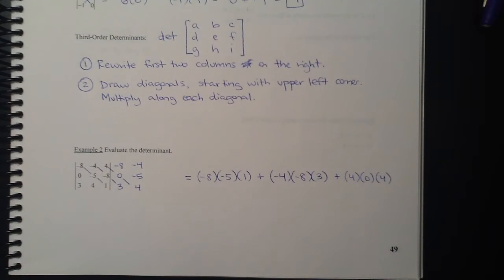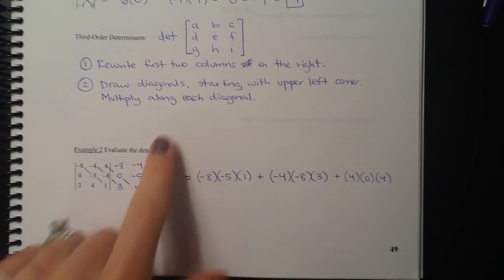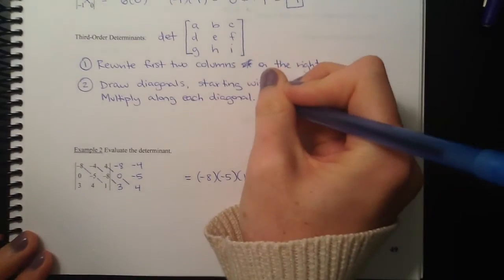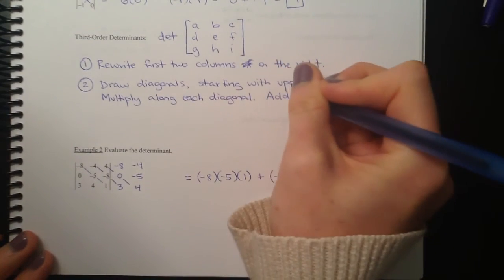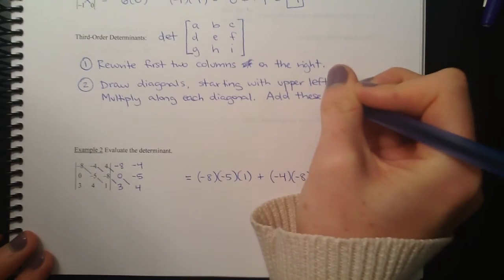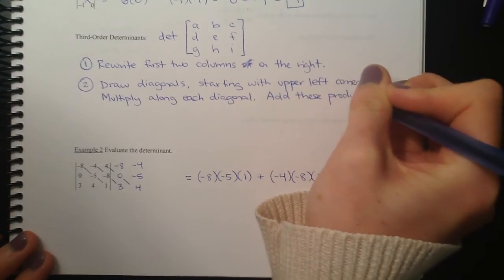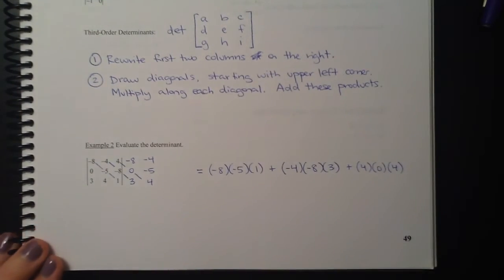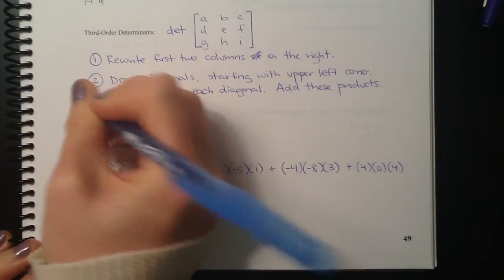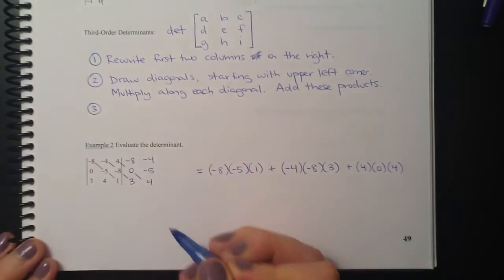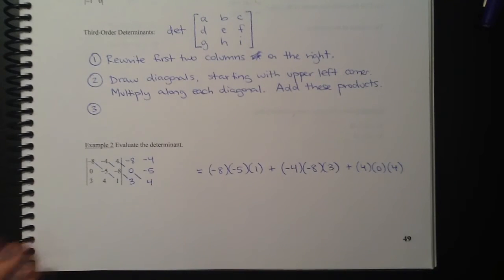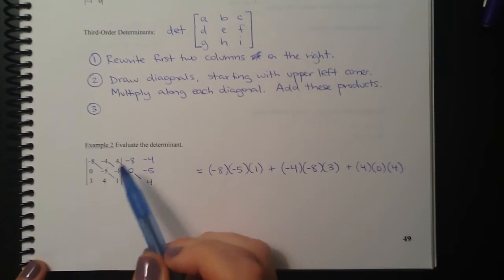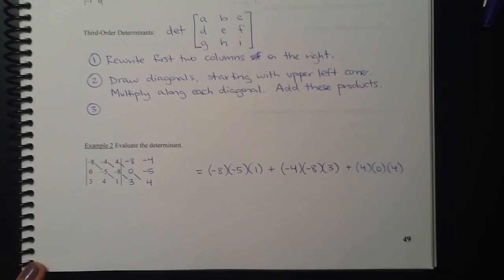So multiply along each diagonal, and so I should add one more thing in that second. We're going to say add these products together. Okay, so that's step 2. Step 3 is now we've got all of these upward diagonals to do. So then we're going to start from the bottom left-hand corner and do this all over again.